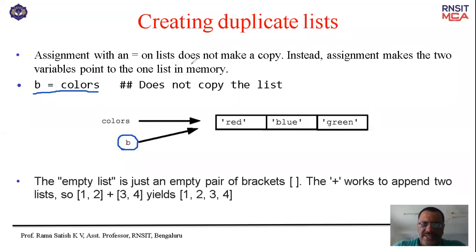So it doesn't make a copy of a list. It creates a reference. That means B and colors are referring to the same memory location. Instead of assigning, if we want to make the two variables point to the same memory of the list, we can do it.